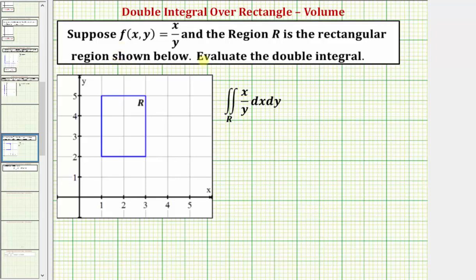Suppose we're given f of x comma y, and the region R is a rectangular region shown here below in the xy coordinate plane. We're asked to evaluate the given double integral. Let's first define the region of integration in terms of x and y.